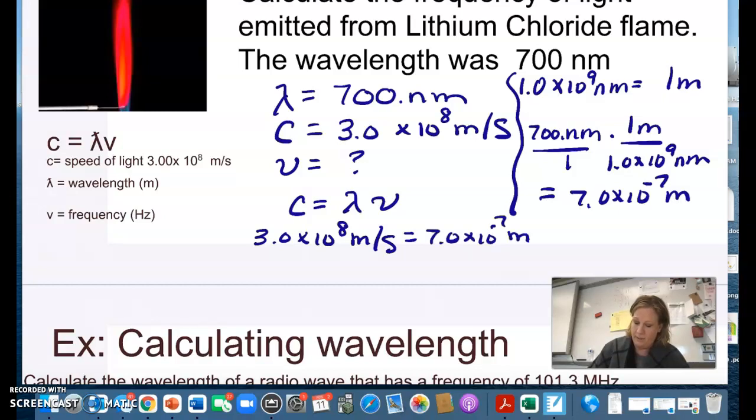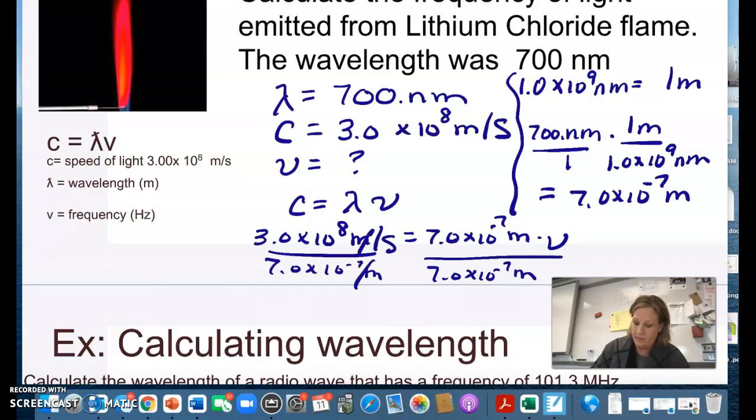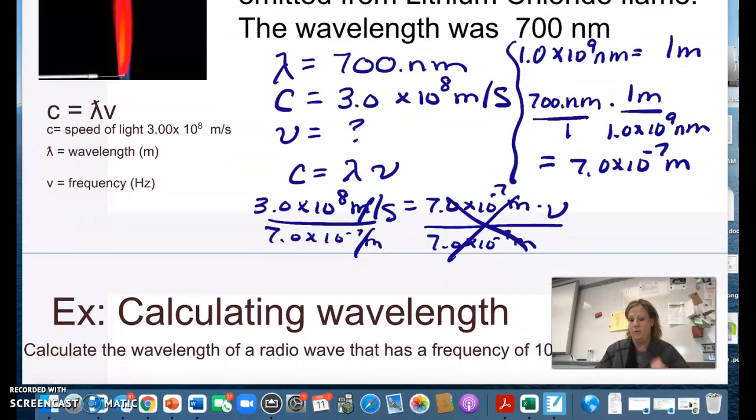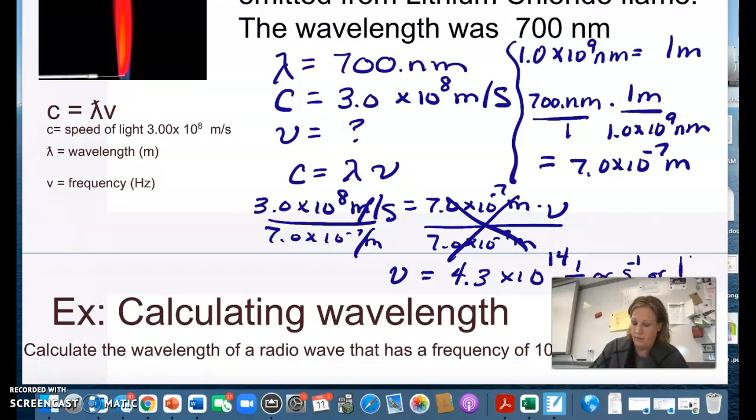and then I'm going to be solving for nu, which is frequency. So I would divide both sides by that wavelength. And you can see my units cancel. This completely goes. So I end up with 1 over second, or inverse second, which is also a hertz. So ultimately my answer is 4.3 times 10 to the 14th, and you could give that as 1 over second, or inverse second, or hertz.